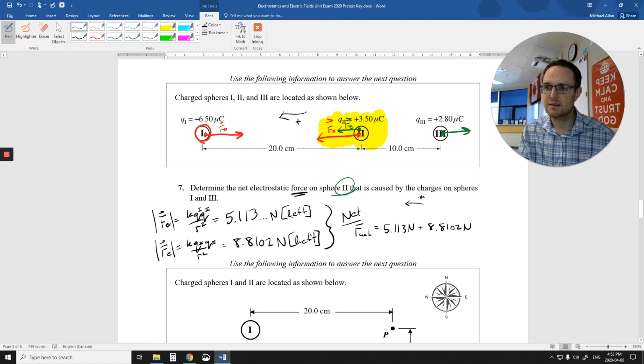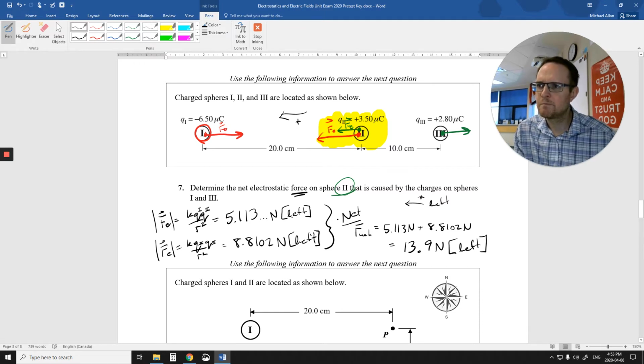Let's just say that up here instead. Left is positive. I'm going to add these together. I don't know how precise my number will be, but it'll be close enough. I'm looking for 3 sig-digs. So 13.9 newtons to the left. And there you go.